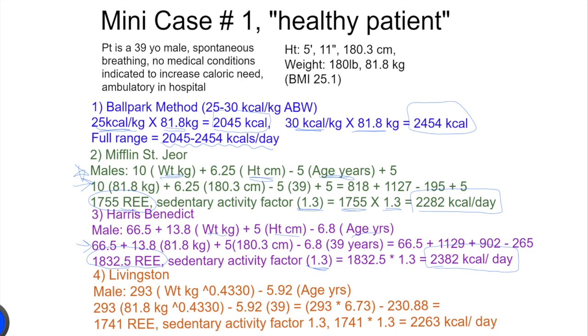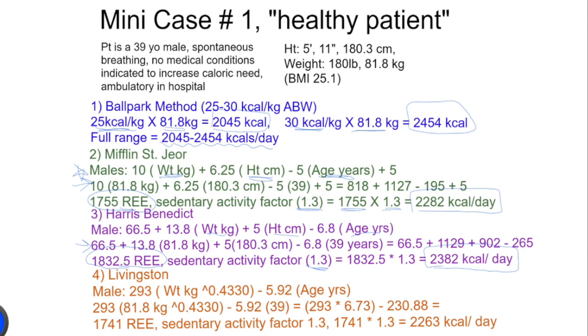So Livingston also has separate equations for males and females, and so for the male equation today, we're just going to be including values for the weight in kilos and the age in years. So with this, we have put in on our second row, we've dropped in that weight in kilos and that age in years and calculated that across. And all of that gets us to a resting energy expenditure of 1741. Again, we're going to multiply by the sedentary activity factor, and that is going to give us an estimate of 2263 calories per day.